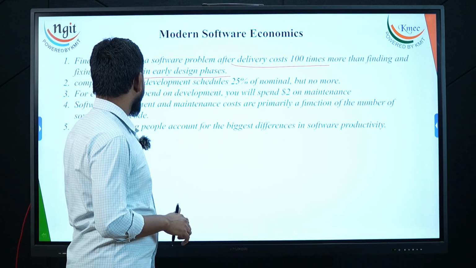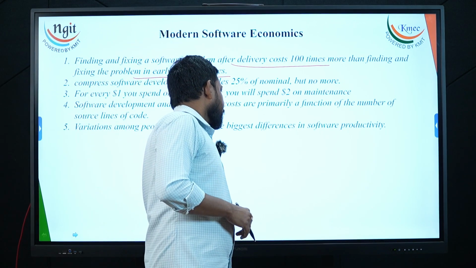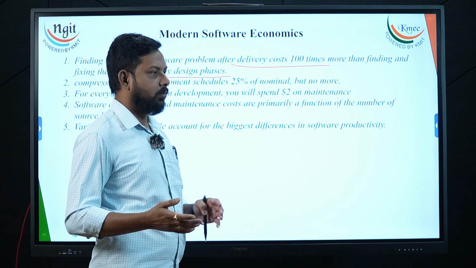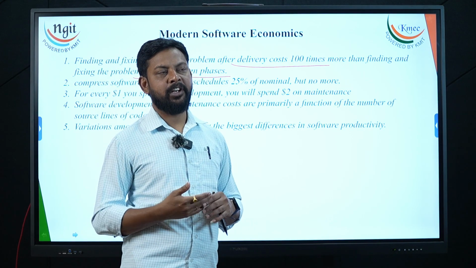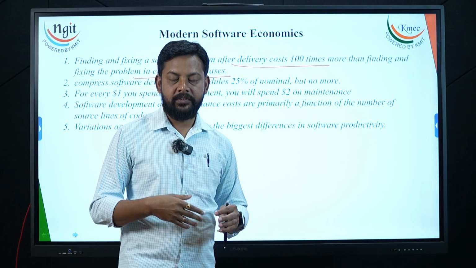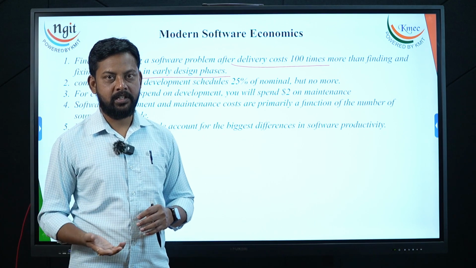tools. Fourth, variation among the people here. Variation among the people could be, for example, in the agreement between the customers and the users, customers and the developers, or in the agreement among the developers and the testers.